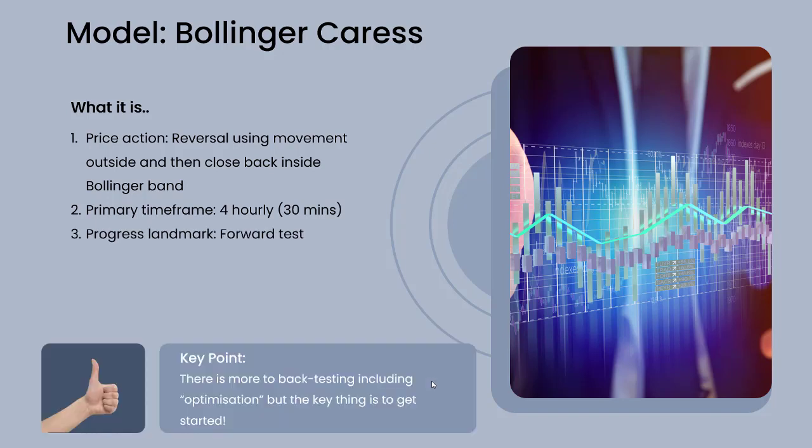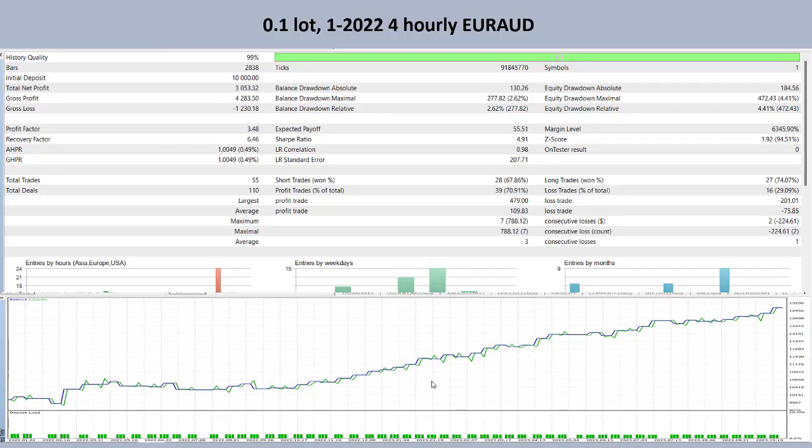And just remember that there's more to back testing and forward testing than simply slapping a back test on a model. We need to make sure that that model works in all market conditions and is optimized for such. But the key thing, with all of these models and what we've stressed in the course, is we're getting people to participate, to get involved, to get started, because what we're trying to teach you here is things you can use for a lifetime. So let's have a look at the Bollinger Caress with 3 EAs underneath that model.